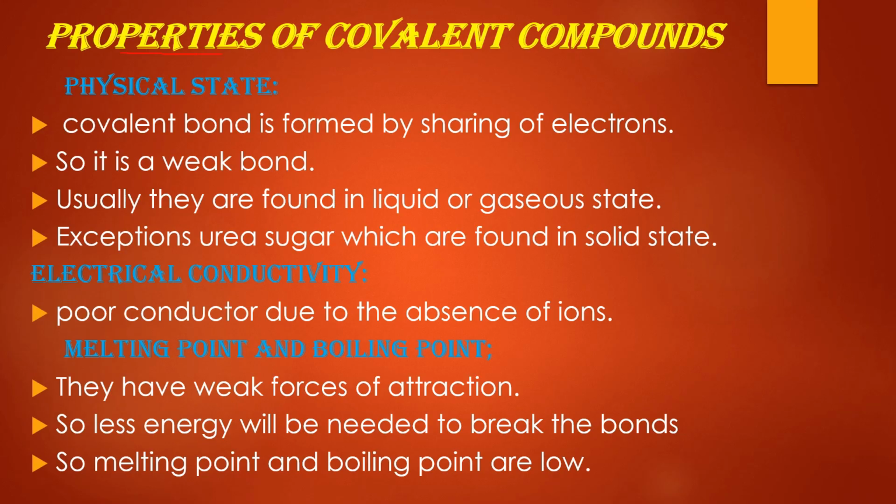Now I am taking the properties of covalent compounds. First is physical state. Covalent compounds are formed by sharing of electrons, so this bond is a weak bond. That is why they are found in liquid state or in gaseous state. Now exceptions are there. Urea and sugar are found in the solid state. Now the next is electrical conductivity. Because ions are not present here, they are poor conductors of electricity.